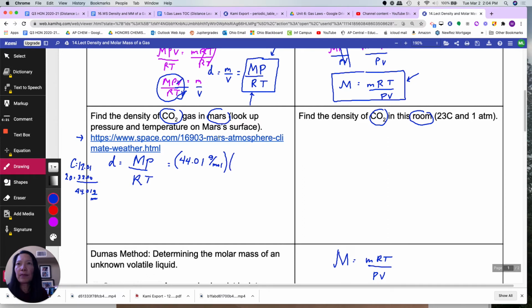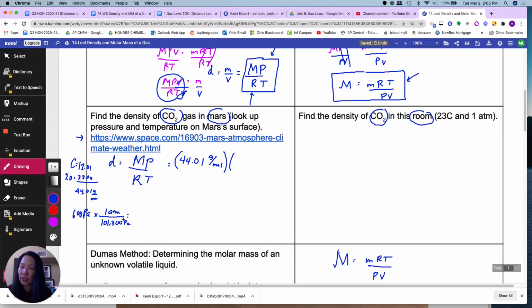The pressure on Mars, you had to find it, and it says it's 600 pascals. Okay, of course it varies, but we'll use that number, okay? Of course, I'll give you the pressure on the test. So 600 pascal, 101,300 pascal is 1 ATM. You have to convert it to ATM.